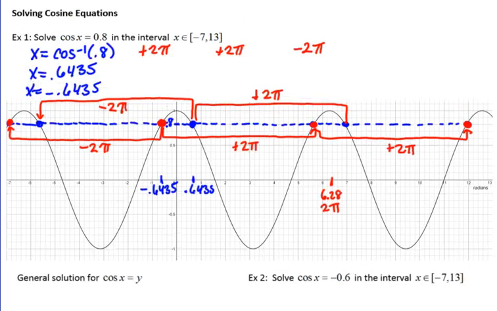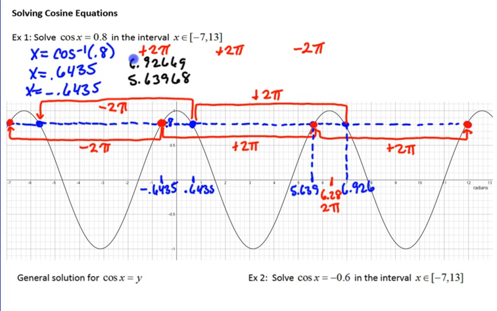So writing these down, when we added 2 pi, what we got was 6.92669 and 5.63968. Those are the values that I see on the graph right here. If I go straight down from this point, that looks very reasonable for it to be 5.639. And when I go straight down from this value, that looks very reasonable to be 6.926.